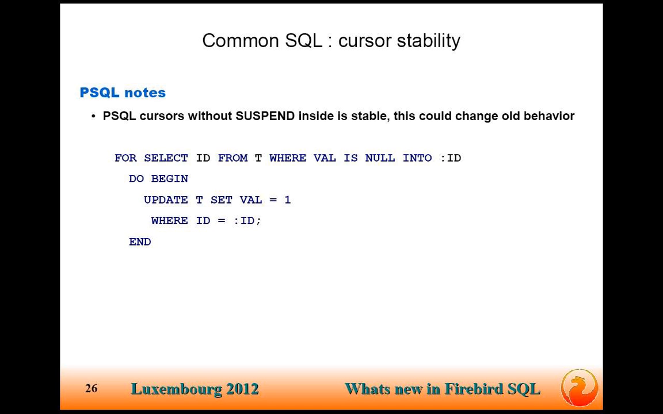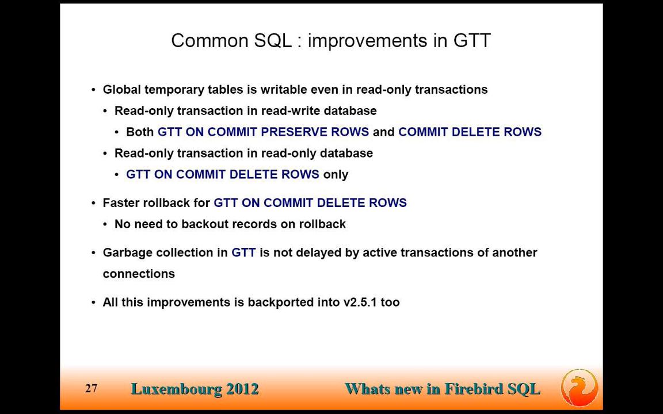Okay, it's all about stability, as I remember. If you have any questions while it's still in our cache, please ask us. Okay. The next is improvements in global temporary tables. Global temporary tables were first introduced in Firebird 2.1, and since then they were not changed much. There were some bug fixes, but the basic functionality was the same.